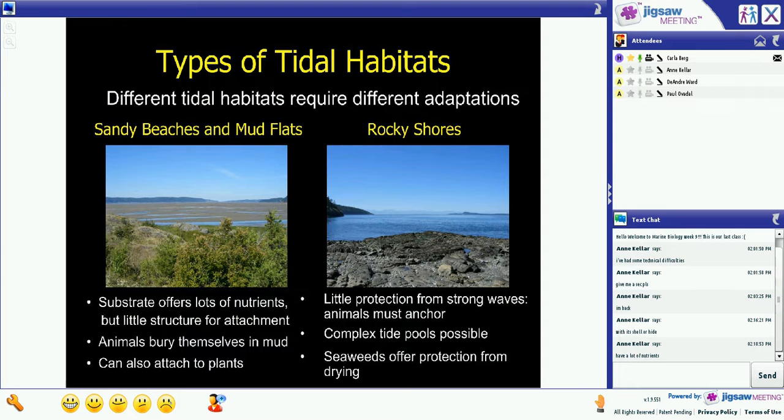Great job. Those were some great characteristics of a sandy beach. Good job. And then Anne added one into the text chat that said there are lots of nutrients. Great job coming up with some characteristics, guys. Now how about rocky shores? Take a look at the picture. What are some characteristics of rocky shores?